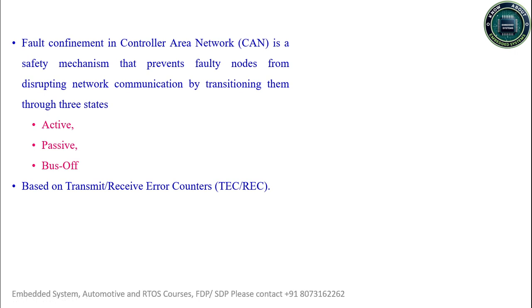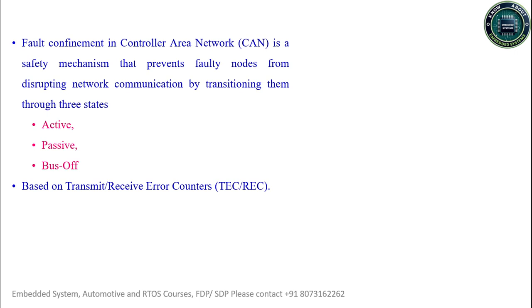Now, what do you mean by this error scenario or fault confinement? Error confinement or fault confinement, we will call it. What do you mean by that? Let us see the definition here. Fault confinement in a CAN network is a safety mechanism that prevents faulty nodes from disrupting network communication by transitioning into 3 states. So what do you mean by this?